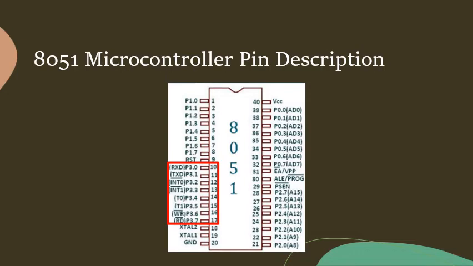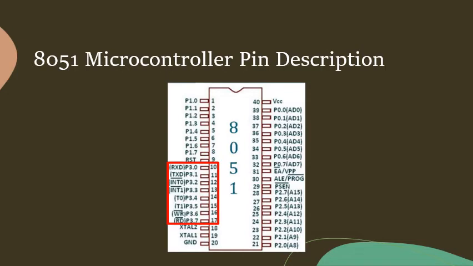Pin 3.0, the 10th pin, is the serial data receive pin, which is for serial input. Through this input signal, the microcontroller receives data for serial communication. Pin 3.1, the 11th pin of 8051 microcontroller, is a serial data transmit pin, which is a serial output pin. Through this output signal, the microcontroller transmits data for serial communication.